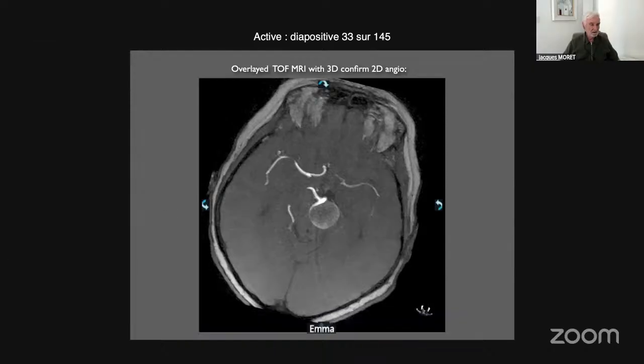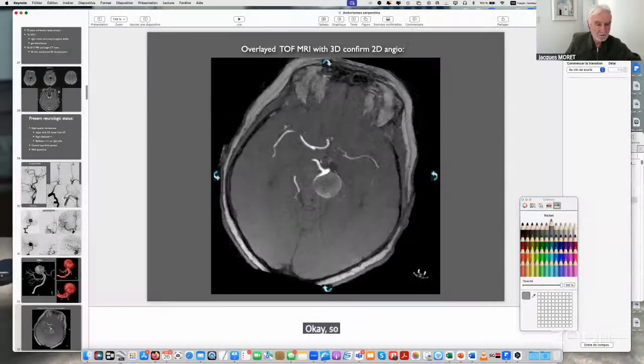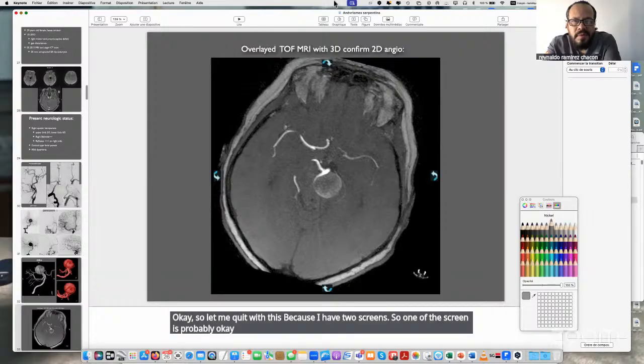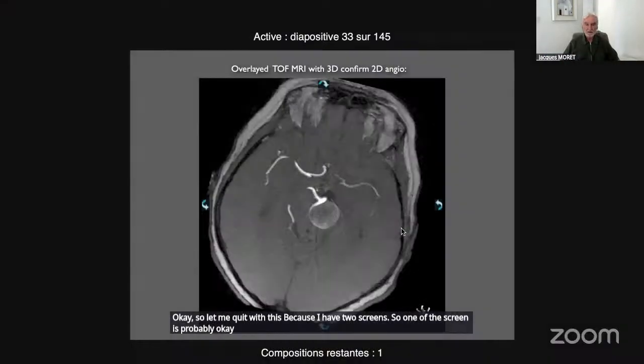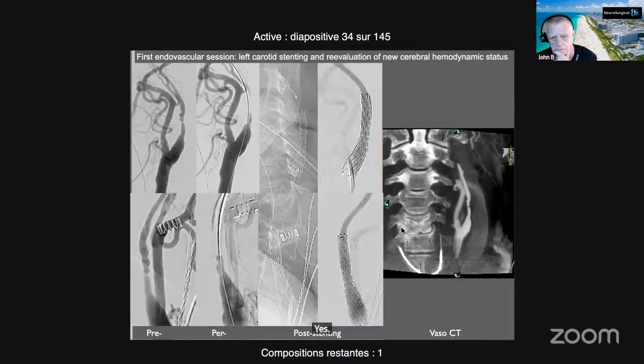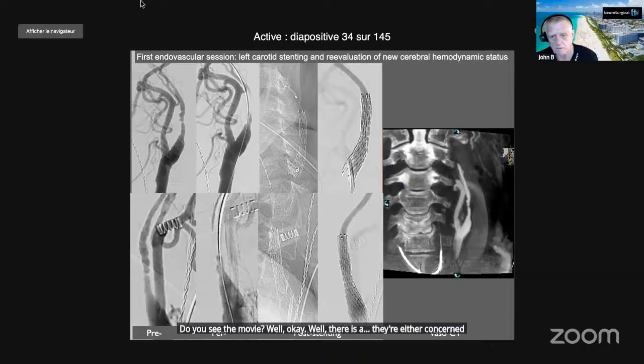We even did, did you see the movie? Do you see the movie or not? No, Professor. Okay, so let me quit with this because I have two screens, so one of the screens is probably okay. We had some problem. Okay, now you will see the movie. You see the movie? It's not playing. Okay, there is a concern, but it's not too much of a big deal. Okay, I don't know why.